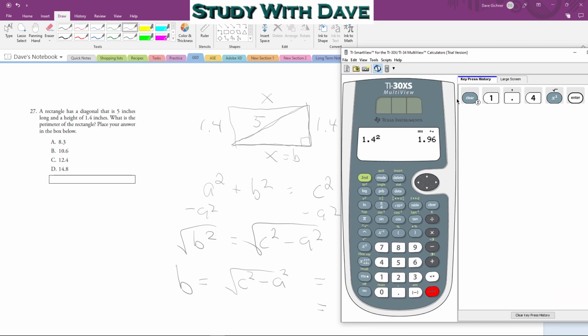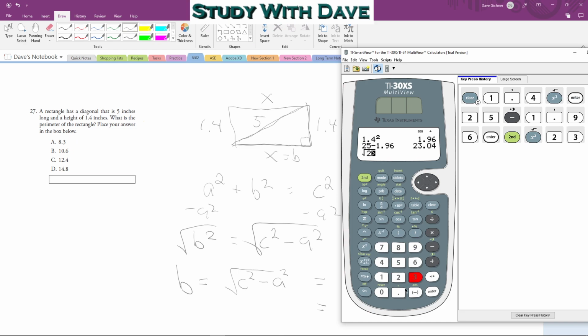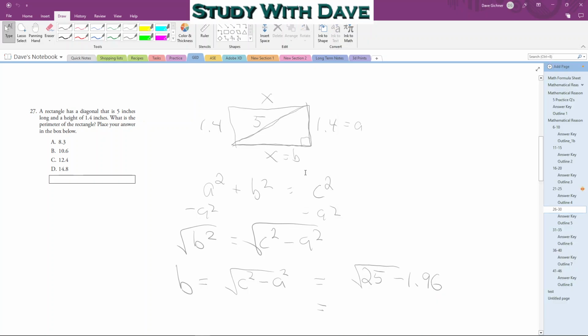And 25 minus 1.96 is equal to, let me just not try to do that in my head, even though it's not that hard, 23.04. And if we square root that, where's the square root on this thing? Square root of 23.04 is 4.8. So we can say that x is equal to 4.8.